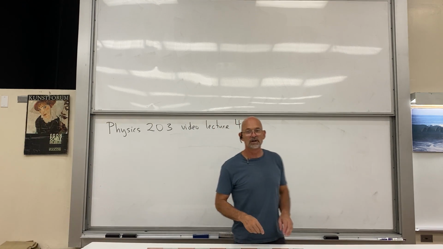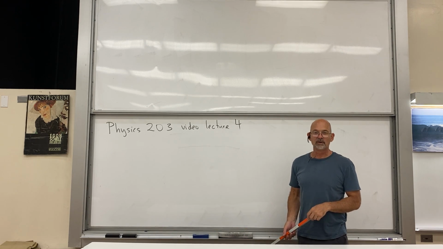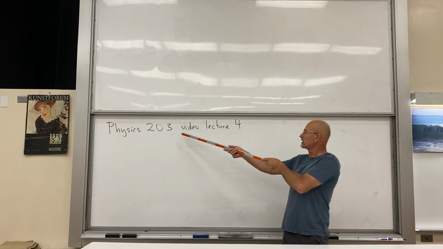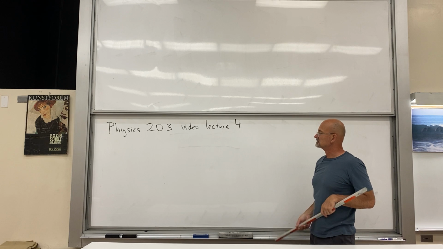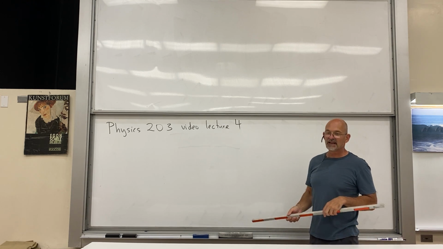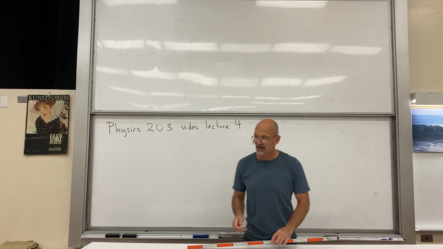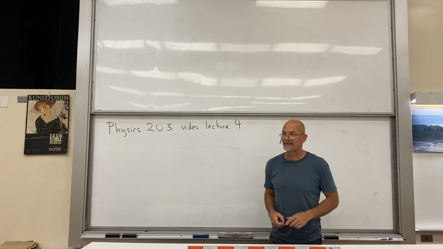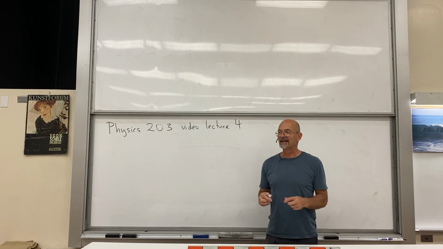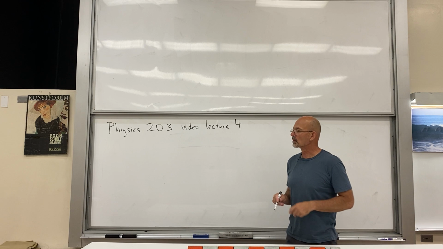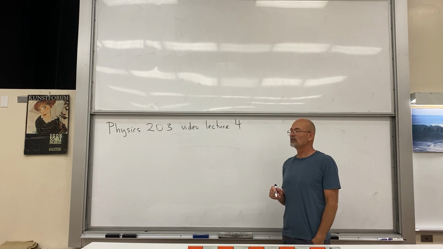And here we are. It's the Physics 203 video lecture 4. And we ended last time with the catenary. That's a great example. I think I'll say a couple more words about it, a couple more words about the variational calculus, and then we'll move on into physics.